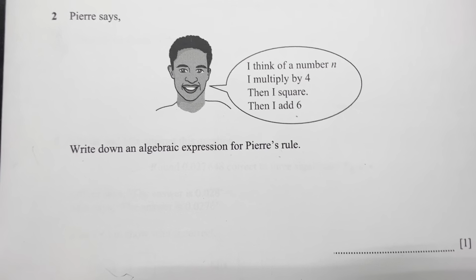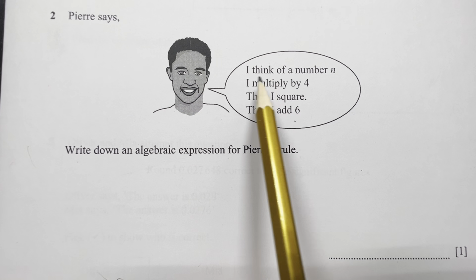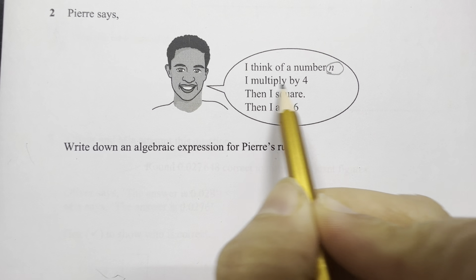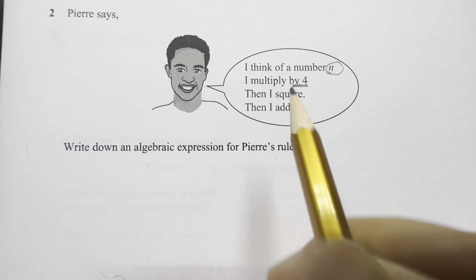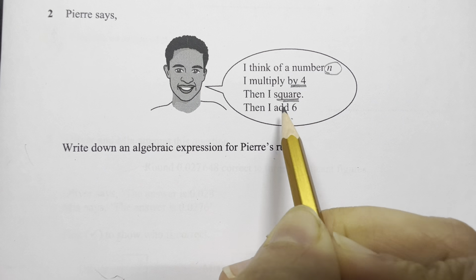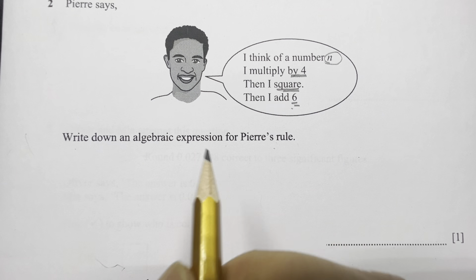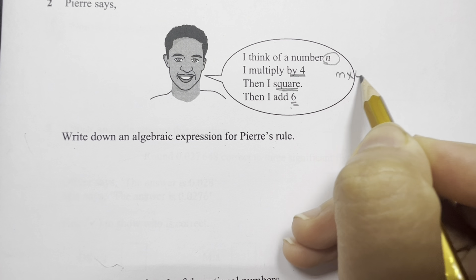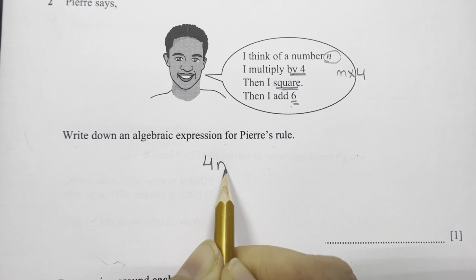Okay, the second one. Pierre says, I think of a number n. What happened to this number? I multiply it by 4, then I square, then I add 6. So first we multiply by 4. So n multiplied by 4 means 4n.